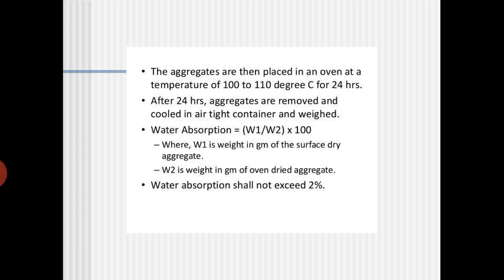Of course, you have to take it out and you have to weigh it. Then the water absorption ratio can be calculated by W1 divided by W2 multiplied by 100, where W1 is the weight in grams of the surface dry aggregates. Very important, it is the dry aggregate. It is surface dry aggregates, very important. And water absorption shall not exceed 2%.